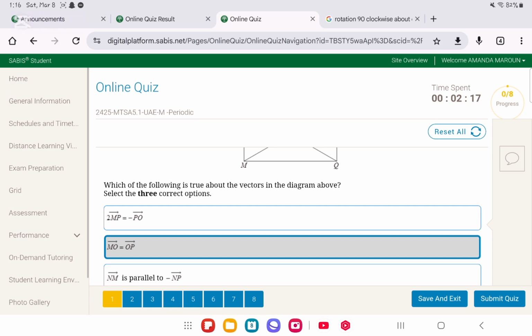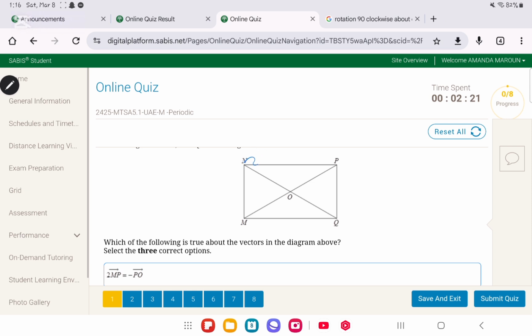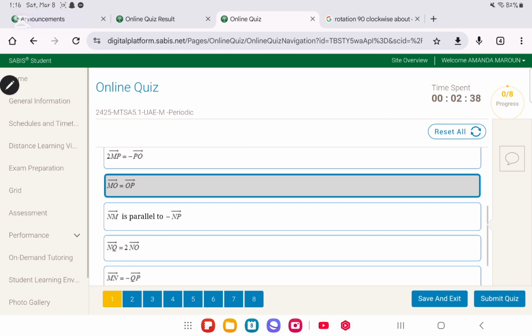AM is parallel to minus NP. So let us find AM. They said it is parallel to minus NP. So NP is this. Minus NP would be on the other side. Definitely they are not parallel. In fact, they are perpendicular. So definitely this option is wrong.